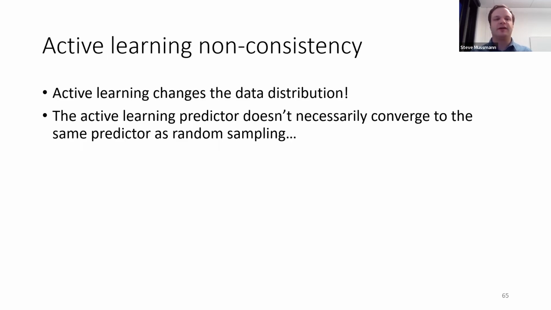One thing about active learning is it changes the training data distribution. Instead of just uniformly selecting points from the domain, we are selectively choosing points. And this means that what the learning algorithm sees is a different data distribution. Thus, the active learning predictor doesn't necessarily converge to the same predictor as random sampling, and we call this non-consistency. Like in the stats literature, we say an estimator is consistent if it converges to the right thing. And active learning, and uncertainty sampling in particular, is not necessarily guaranteed to converge to the right thing.